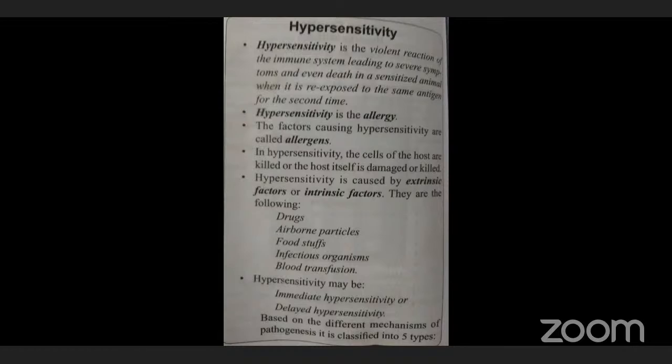It is a violent reaction of the immune system that leads to severe symptoms and even death in a sensitized animal when it is re-exposed to the same antigens for the second time. So hypersensitivity means an allergy. Those severe reactions occur due to some antigens or factors causing the hypersensitivity reaction. If there is re-exposure to the same antigens or factors, at that time the allergy is formed.